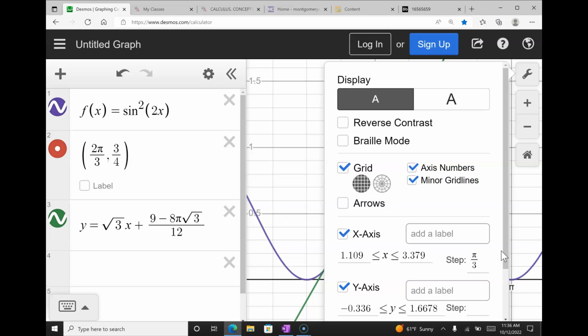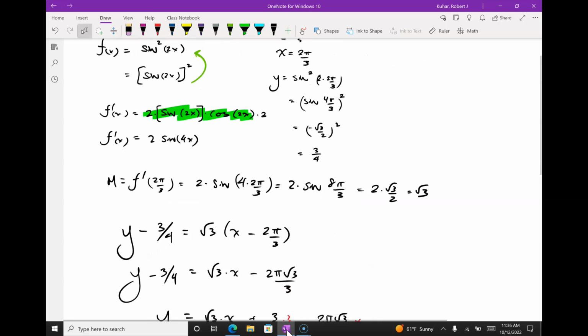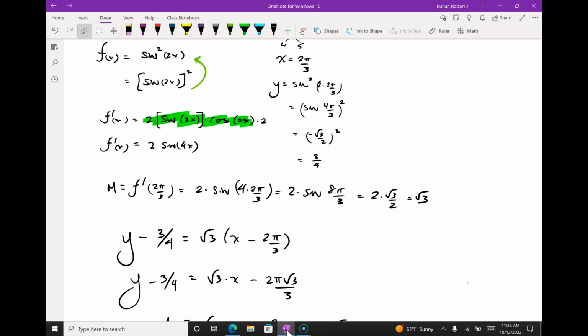Right? Look at my derivative again. I think we got 2 sine of 4x, didn't we? For our derivative? Yeah, 2 sine of 4x. So you're going back into the original function and the slope function. I don't know what you did here, but the mistake is not calculus.